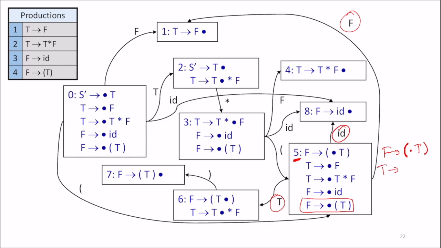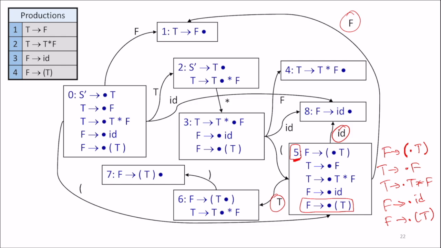I would predict all of the T rules. So T goes to dot F, T goes to dot T times F. I predict all the F rules. F goes to dot id, F goes to dot open parenthesis T close parenthesis. And there's nothing else I can add. So that's the fixed point. There are no other dotted rules to add. If you look at it, it should look quite familiar, right? It's exactly the contents of state 5.